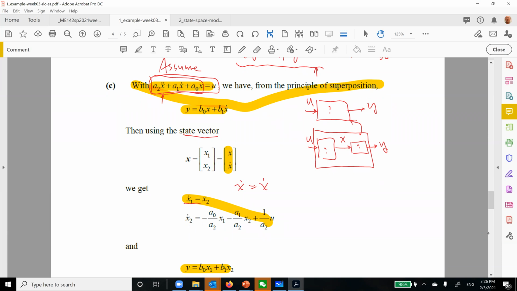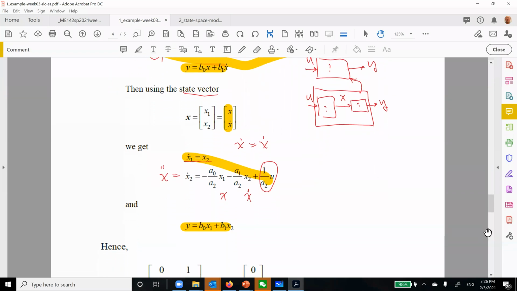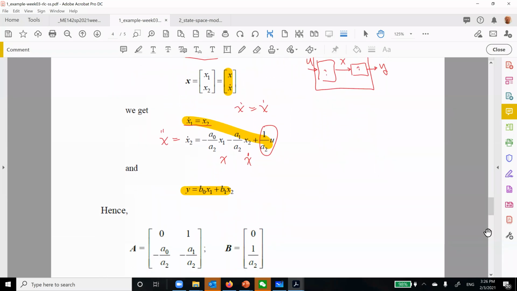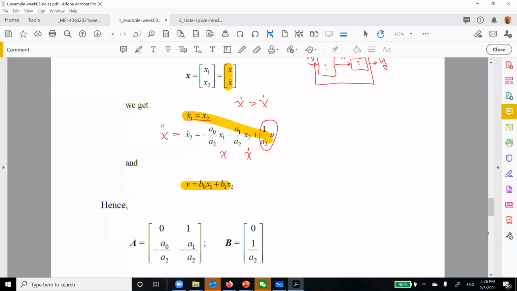So this is trivial. But what is x double dot? While x double dot is here, you move everything to this side, so it's u divided by a2. Okay, u divided by a2. And here move the other terms in here. So you have x dot, okay? Then we can write A and B.